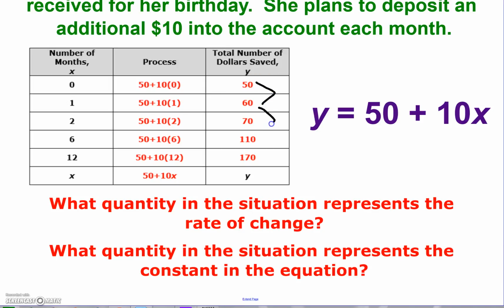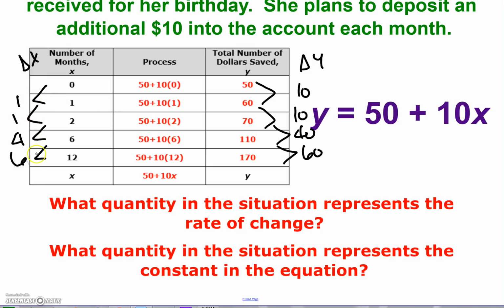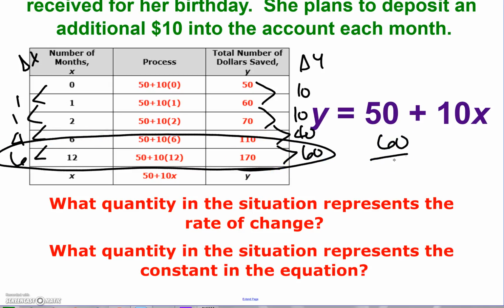Well, the rate of change in y is going to be 10, 10, 40, 60. The change in x is going to be 1, 1, 4, 6. And if you take any of those, I'm going to do this one: 60 divided by 6 equals 10. So what quantity in the situation represents the rate of change? $10 per month.